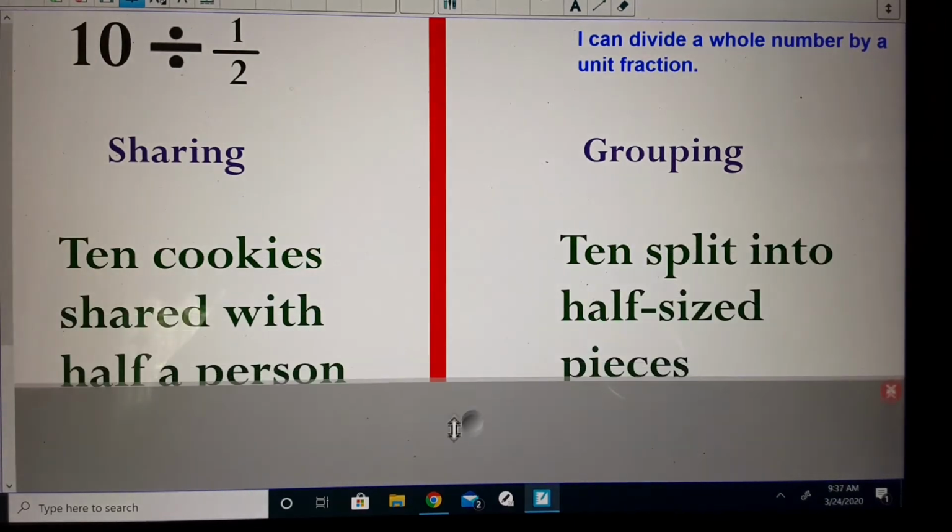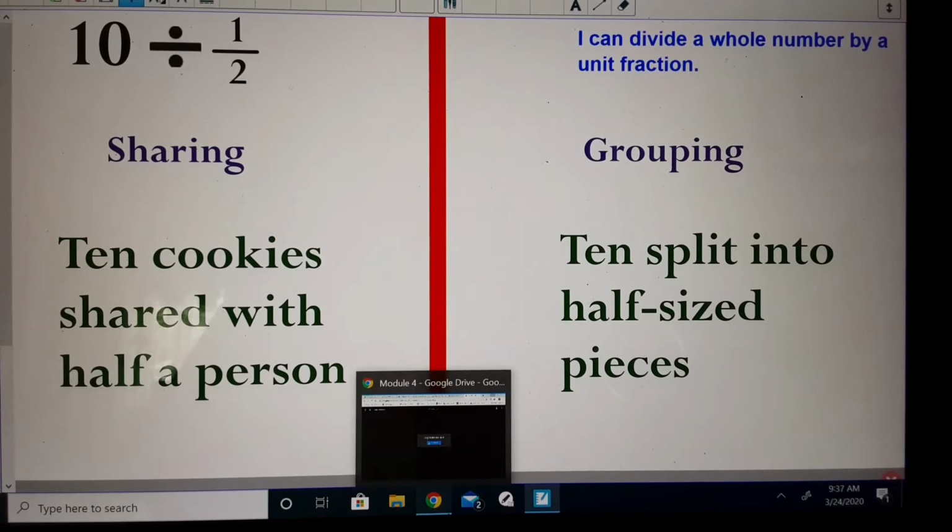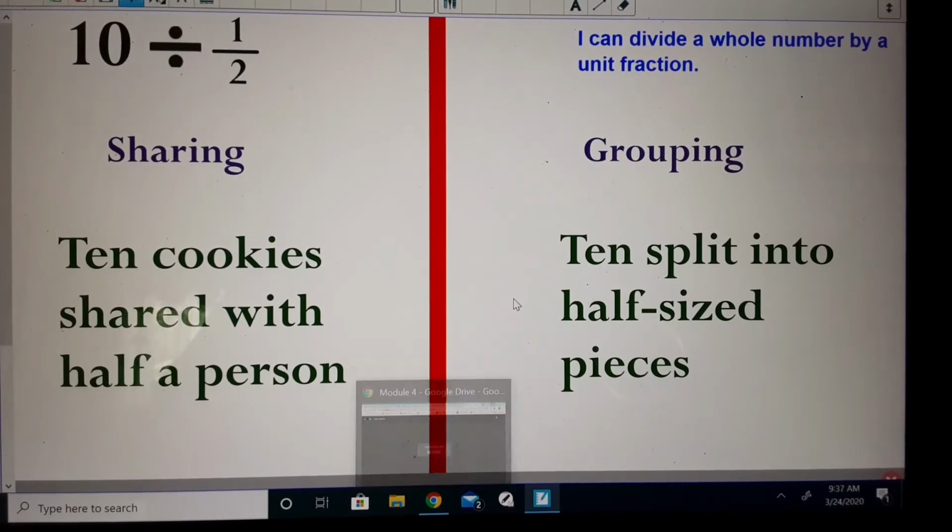Let's now take a look at 10 divided by a half, at a sharing and grouping example of this. Take a look at these two little situations. Imagine 10 cookies shared with half a person. Or 10 cookies split into half-size pieces. Now that I can imagine. If you were to have 10 really big cookies and you want to share them with people, you could cut them in half. You could group them by halves.